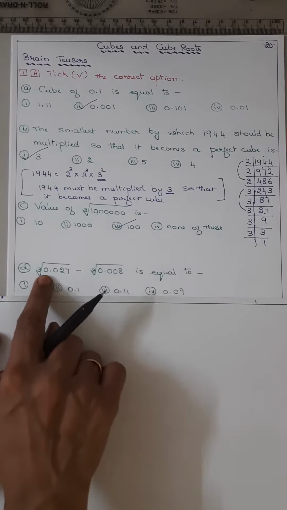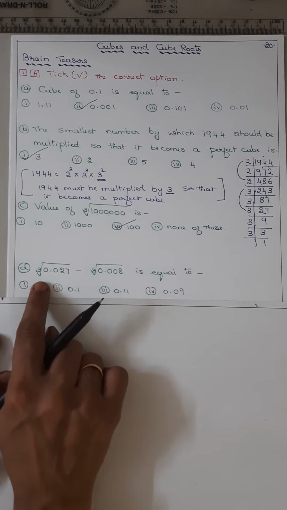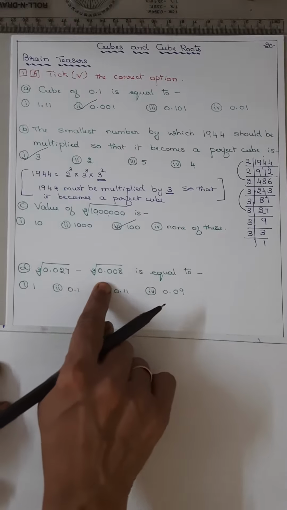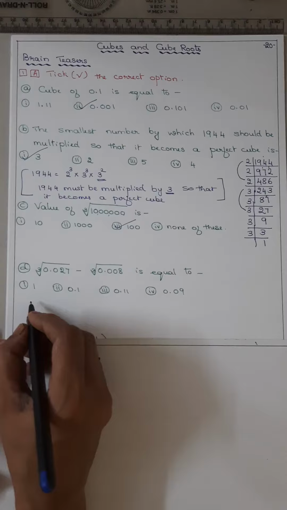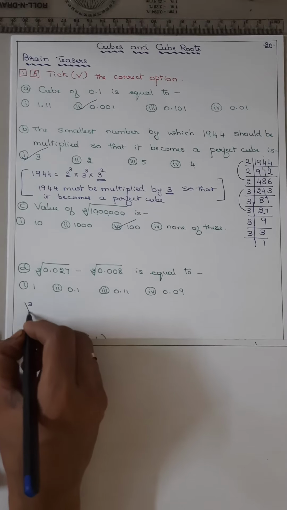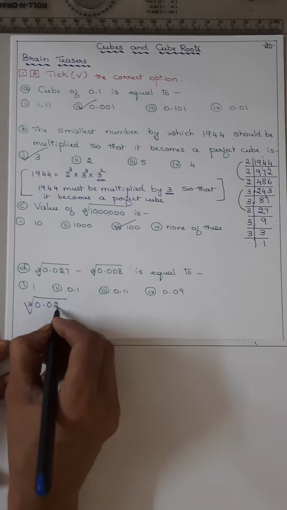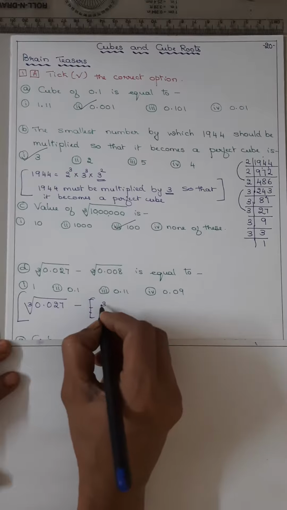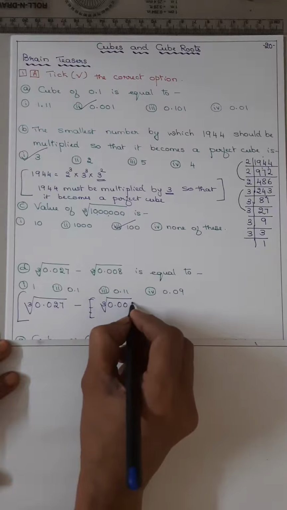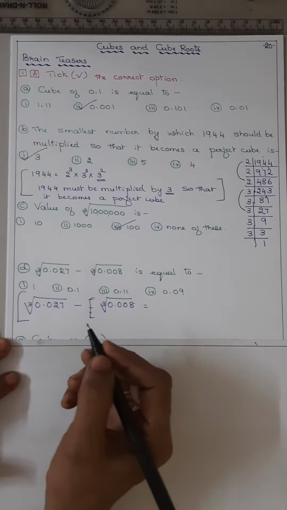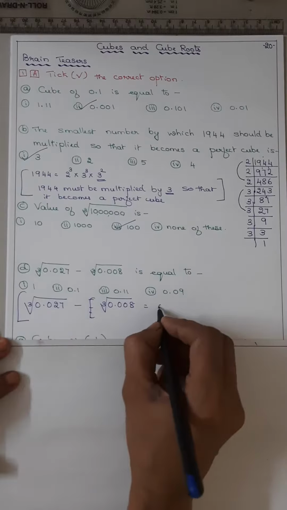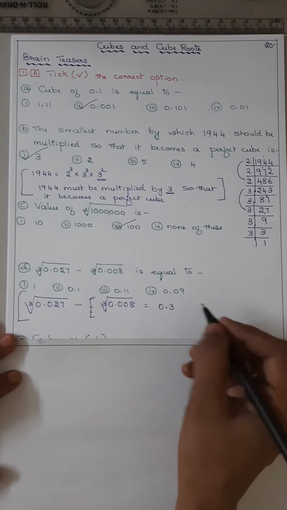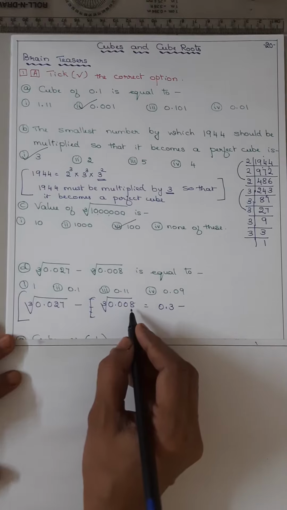Now the question number D, the cube root of 0.027 minus cube root of 0.008. So the question, how to solve? 27 is of 3 decimal, that means the answer will have 0.3, 1 decimal, minus 8 is the cube of 2.